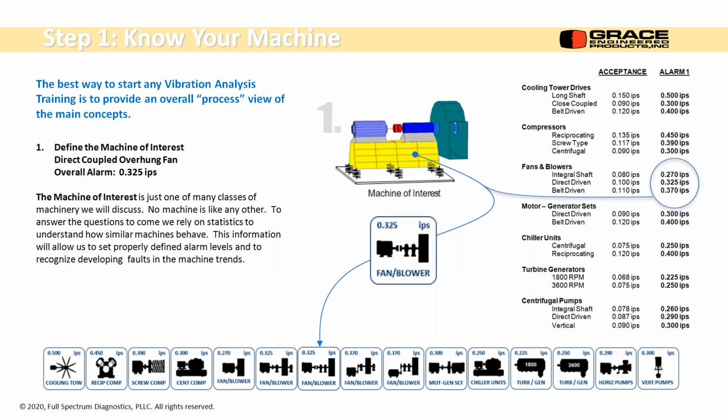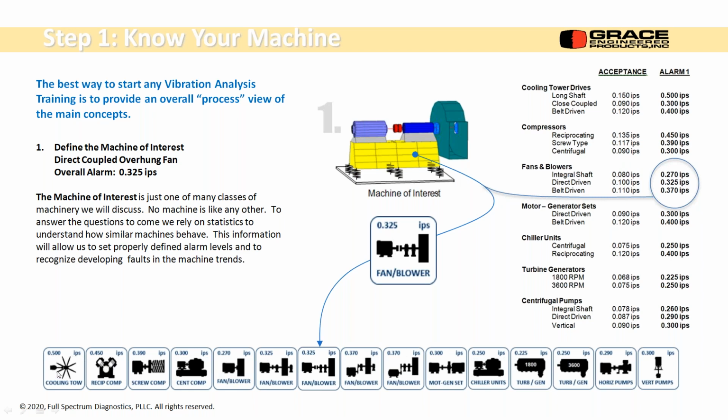This is where we start. We need to know our machine. This machine is an overhung direct coupled fan. On my list of different types of machines, this is an acceptance criteria, this is an alarm value. All these are statistically set. So I would grab a bunch of reciprocating compressors, look at all their overall amplitude levels, take the mean plus 3 sigma and get an effective alarm level for that machine, and do that same exact thing with all of these different types of units.